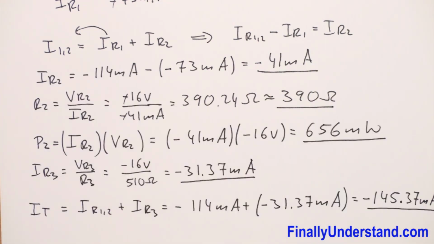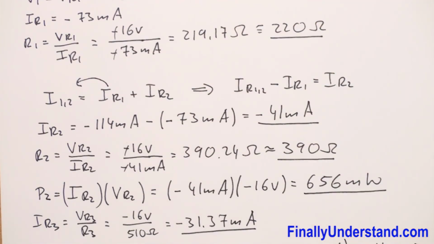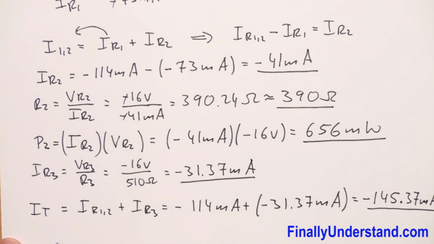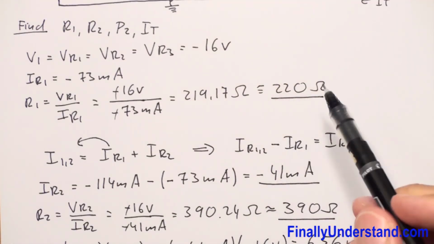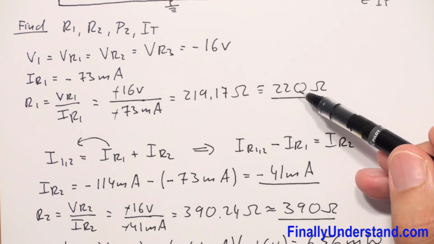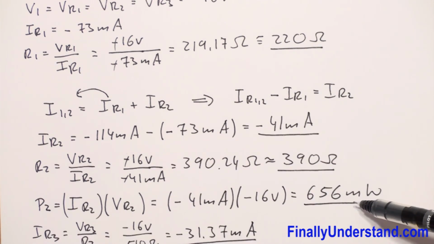Okay, so let's check what we have found. We have I total. We found R1. We found R2. We found P2. So we can say that the problem is solved.